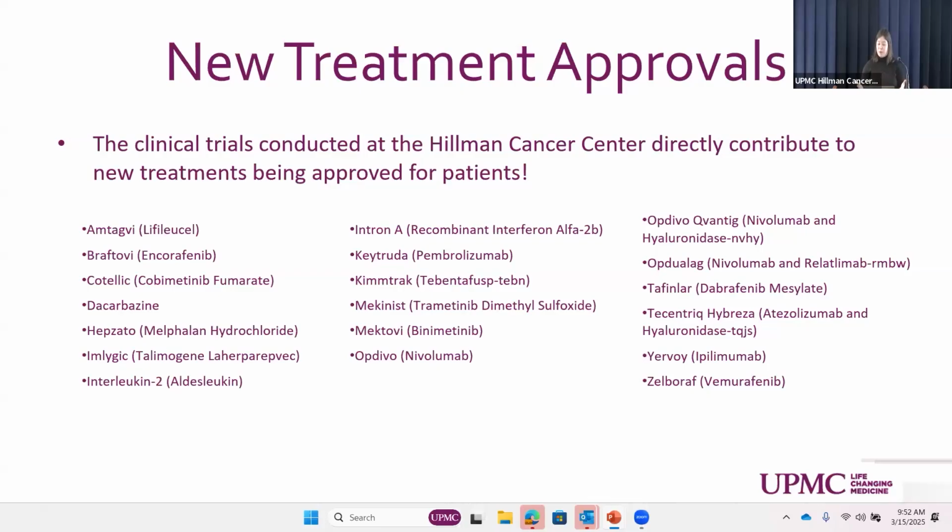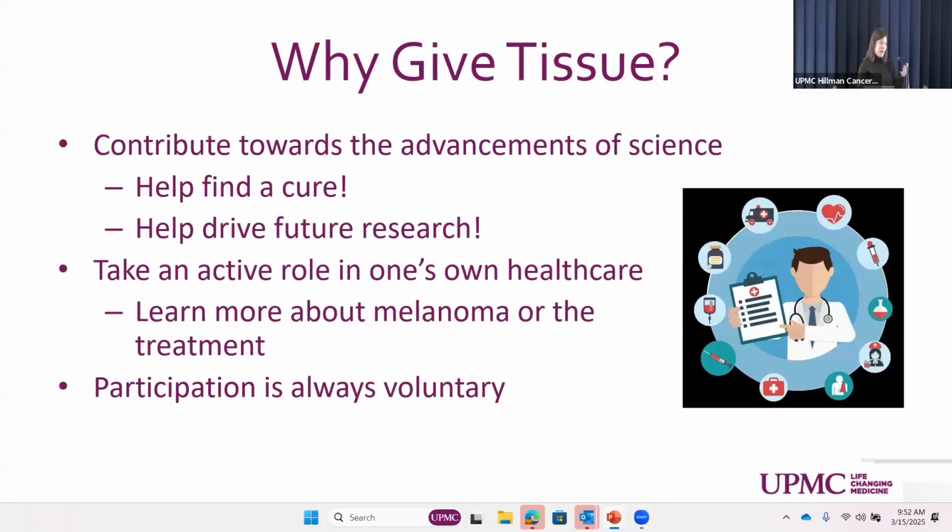As previously mentioned, the work we do here absolutely translates to these new treatments. You've seen from Dr. Najjar all the different trials we've worked on. Here's an example of all the different drugs that have been approved, and we've worked on trials for most of these agents. As a summary, why should you give tissue? Because it contributes to the advances of science. This is really where we base our research. We start with these tissues, and this leads to our clinical trials and treatments. So you can help us find a cure.